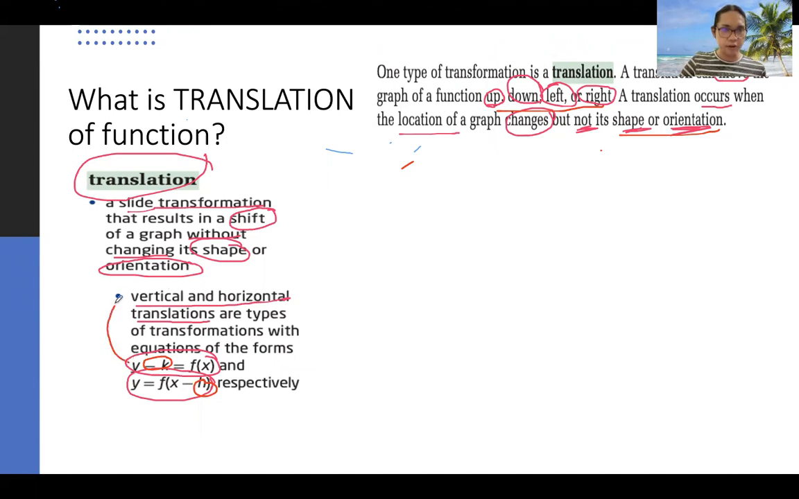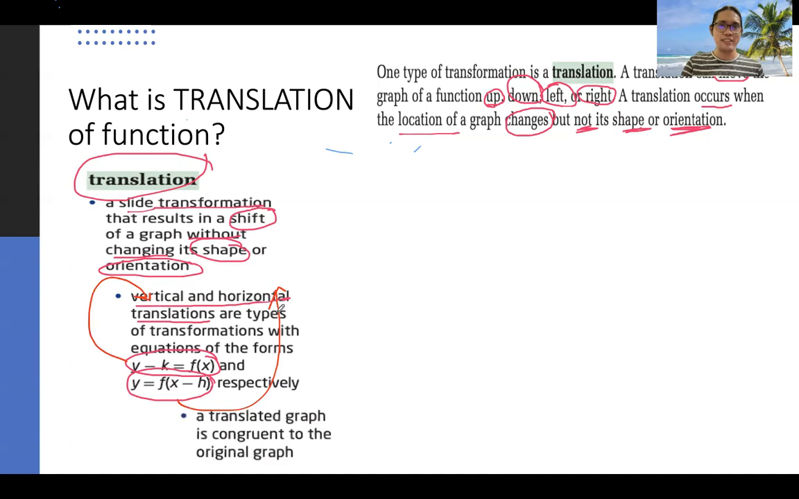So again, this is for vertical, sorry, I made the wrong arrow. This one is for the vertical and this one is for the horizontal. So I want you to remember the function form for vertical and horizontal translation.